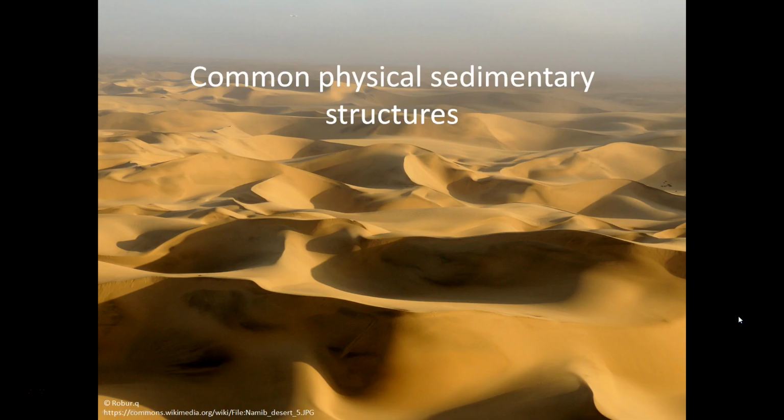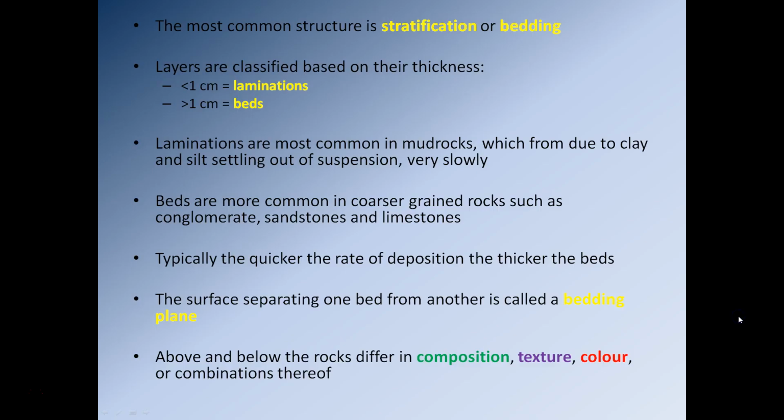Okay, so to begin with, we're going to start looking at the common physical sedimentary structures. The most common structure is stratification or bedding. As we know, rocks tend to come in layers, especially sedimentary rocks. Each layer of sedimentary rock, depending on its size, can be classified in one of two ways. If the layer has a thickness of less than 1 centimeter, that layer is referred to as a lamination. If the layer has a thickness of greater than 1 centimeter, it's referred to as a bed.